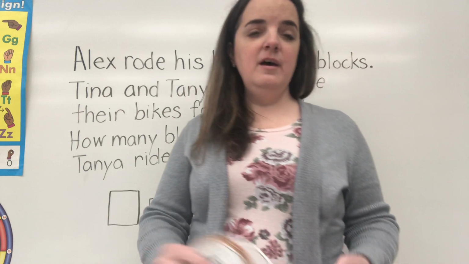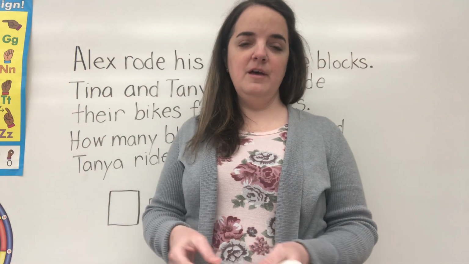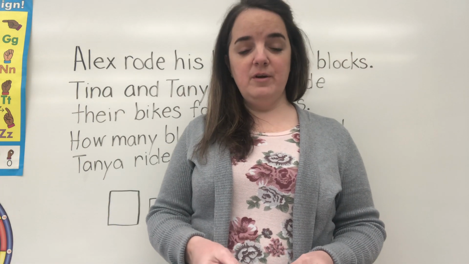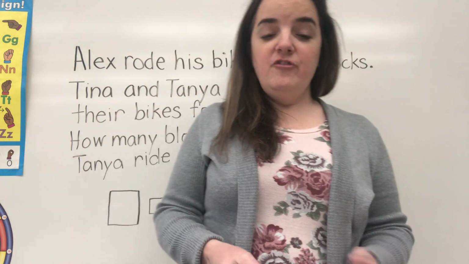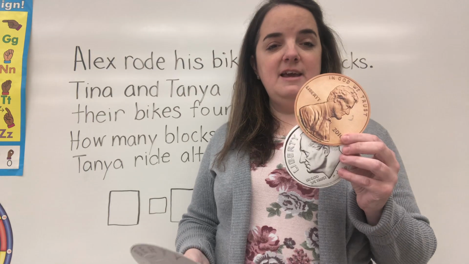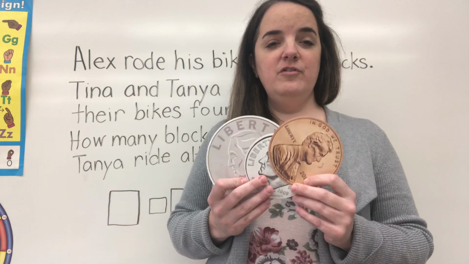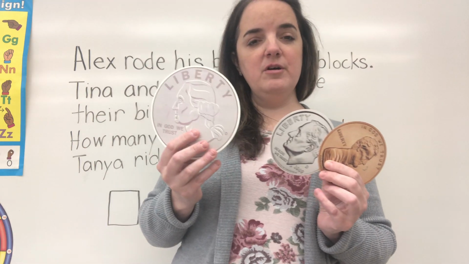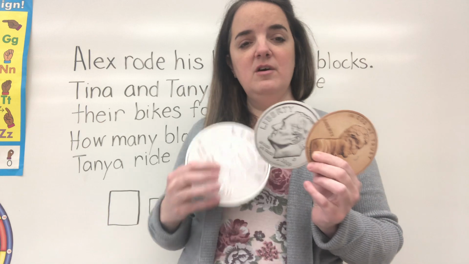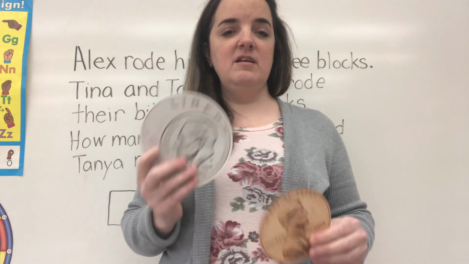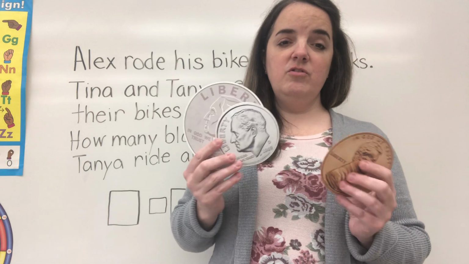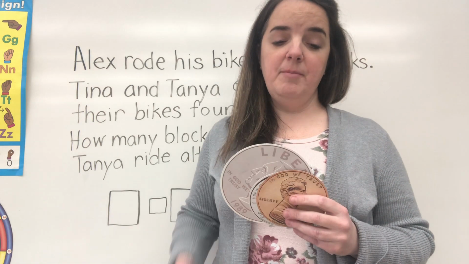Okay, so to show you an example, we have 3 coins here. Jenny has a dime, a penny, and a quarter. Now, think about their value. We know a quarter is worth 25 cents. We know that a dime is worth 10 cents, and a penny is worth 1 cent. Now, Jenny has these 3 coins in her pocket.